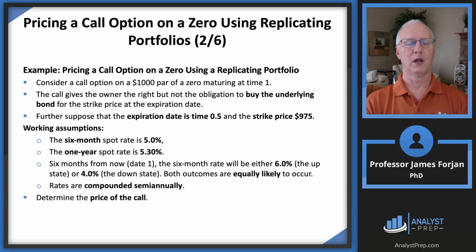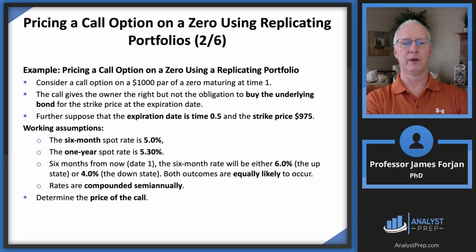All right, pricing a call option on a zero coupon bond using a replicating portfolio. Consider a call option on a $1,000 par value of a zero maturing at time period 1. The call option gives the owner the right, but not the obligation, to buy the underlying bond. Notice the exercise or strike price I have in this example is $975. We have a 6-month option, right? So the bond matures in a year, but we have a 6-month option.